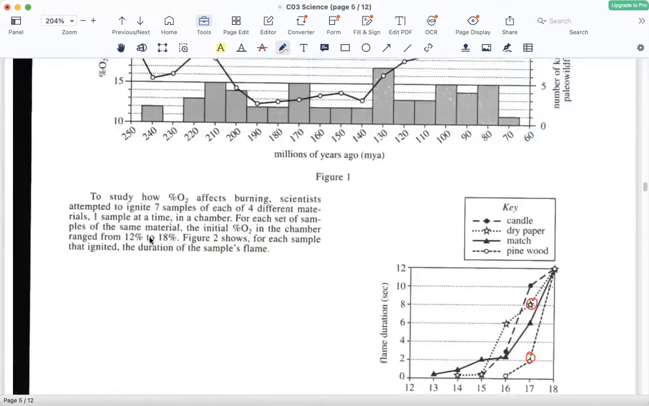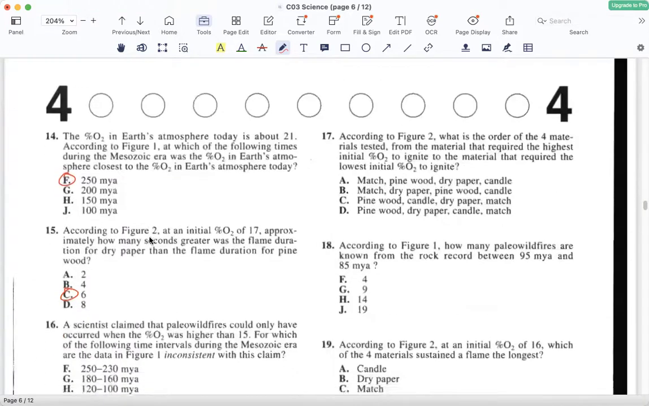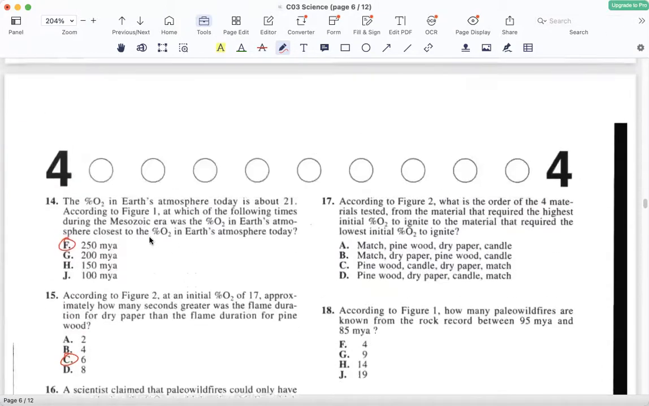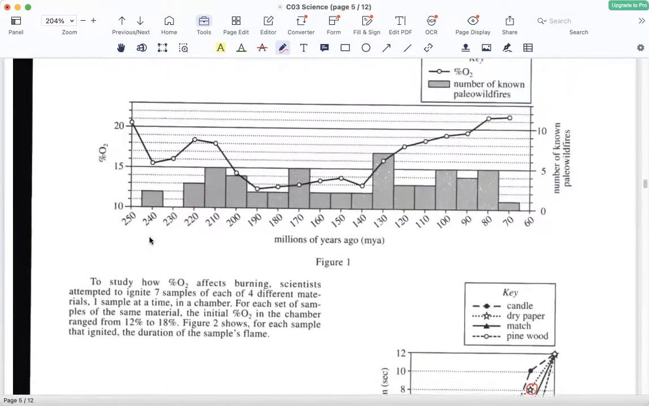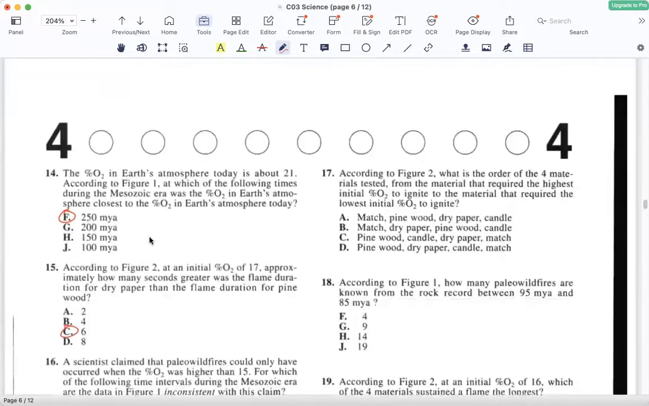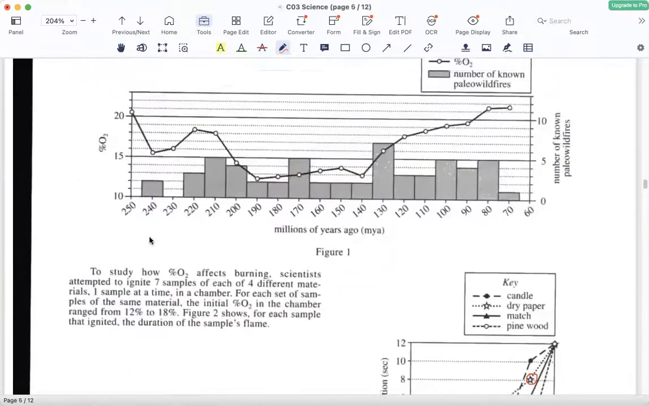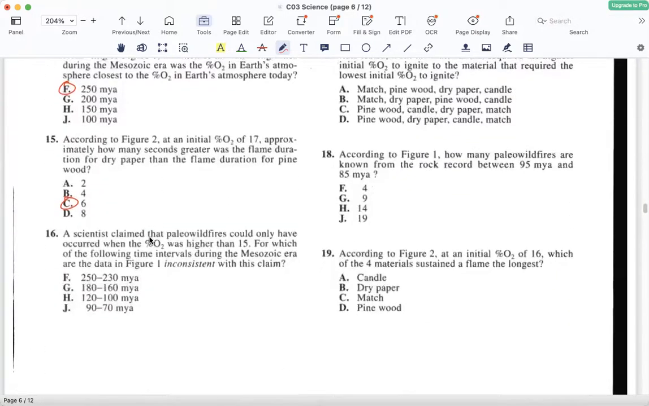What about 180 to 160? 180 to 160, that is also true, but 170 touches 15. Yeah. 120 to 100. 120 to 100 is also touching there. 15 and 90 to 70. 90 to 70. Yeah, so we'll go with the first one because there it's not even touching 15.